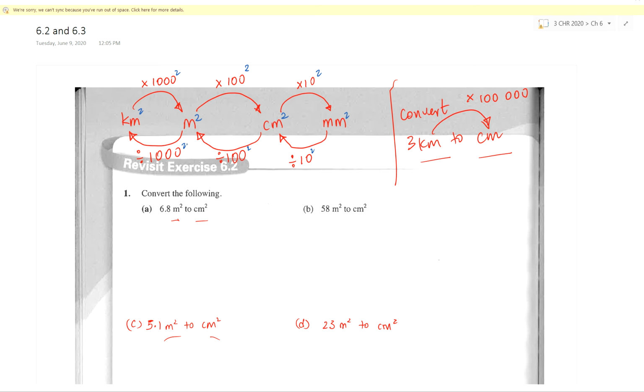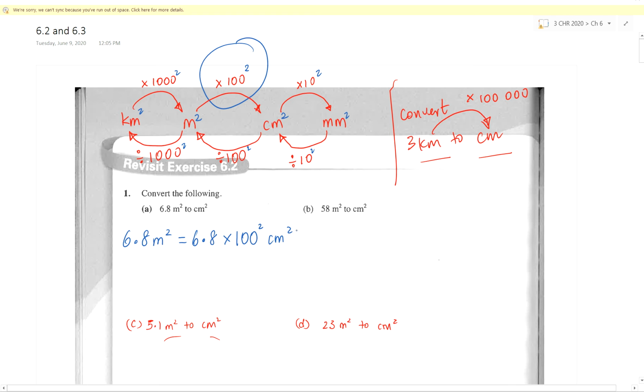6.8 square meters to square centimeters. Square meter to square centimeter, we multiply by 100 square. Okay, so our answer will be presented like this: 6.8 square meters is equal to 6.8 times 100 square. And the units, square centimeters.